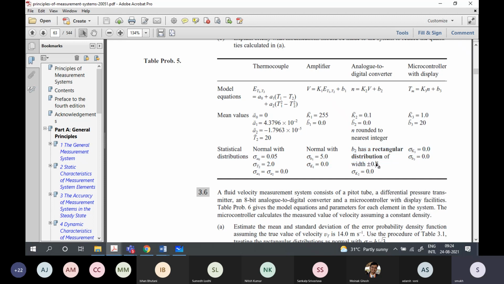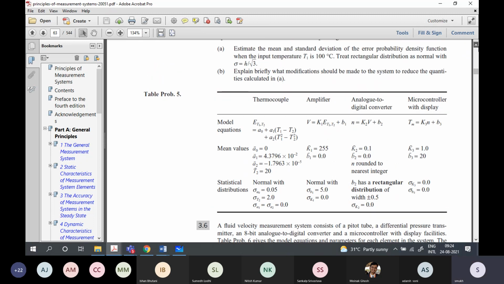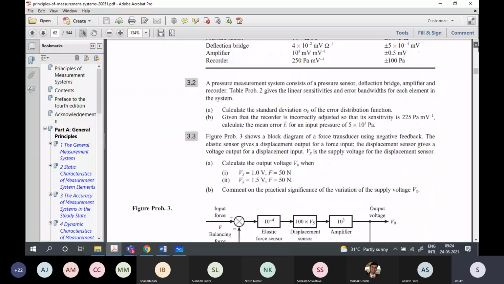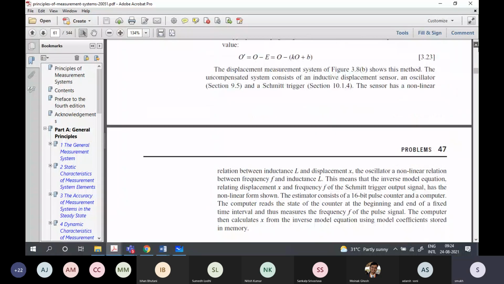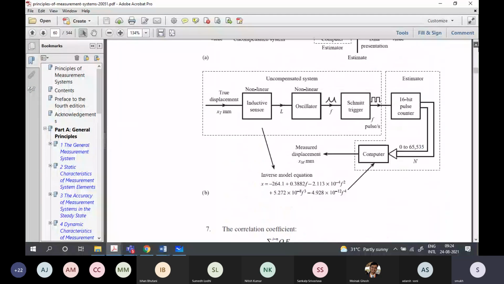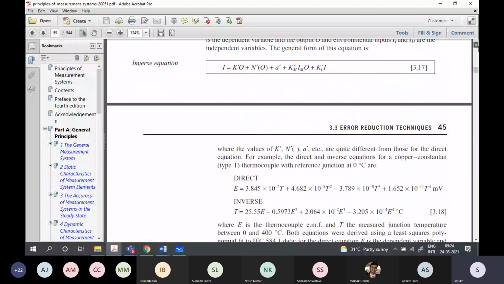That means RMS. So sometimes the way the data is presented, it can be different. But I wanted to show you another problem before we close for today. That is also interesting. Going to chapter 2.